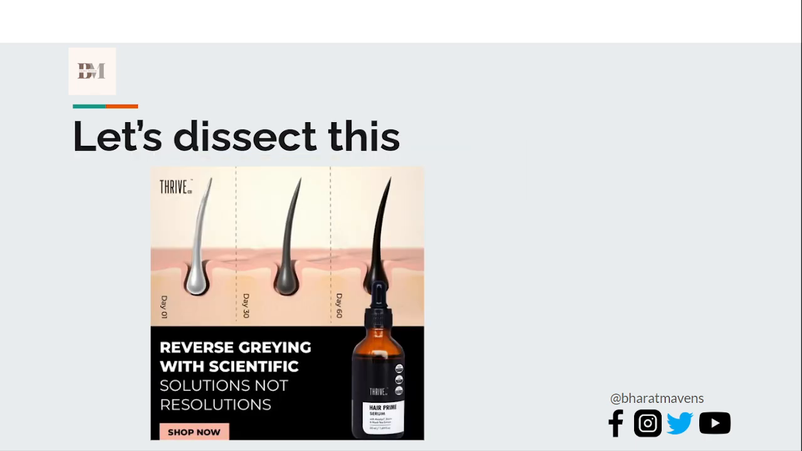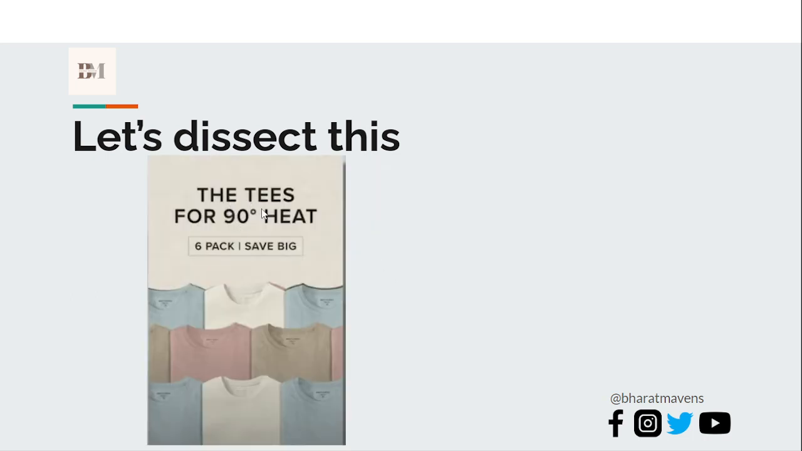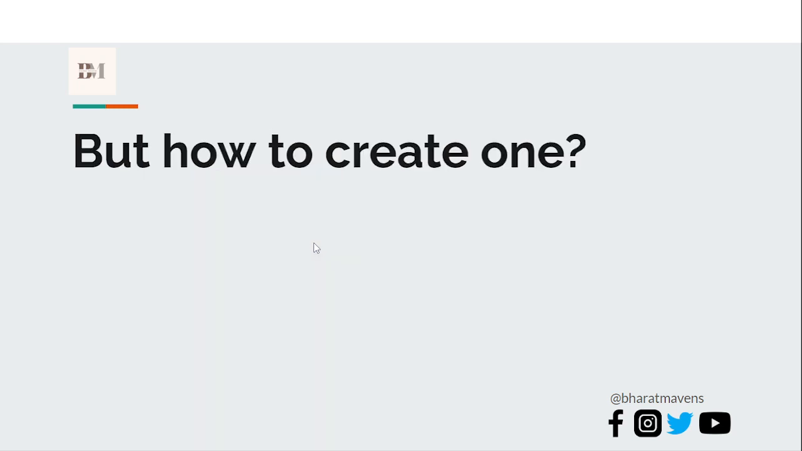In both the image ads, it's trying to create a contrast of what is there, what is possible, and what can be achieved. Here also, what is possible and what can be achieved. Here, what is possible? Teas keep you cool, and what can be achieved? You can wear teas even at high temperatures. So how do you create one image ad like this?